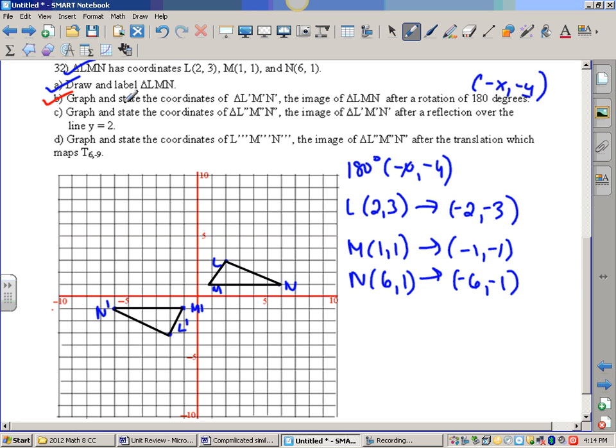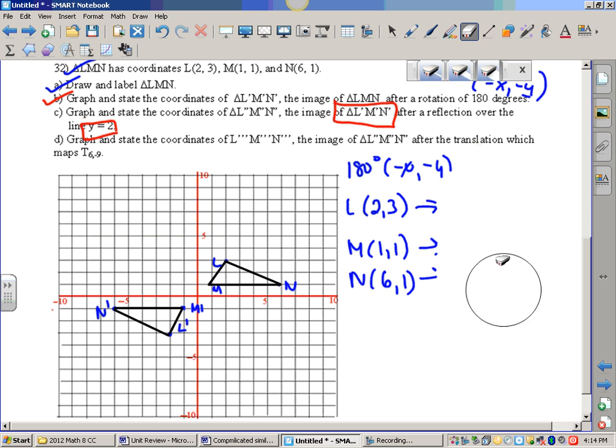Now, it says graph and state the coordinates of double prime, the image of. This is telling me which set of coordinates to follow. See these little dashes up here? These are your primes. After a reflection over the line y equals 2, meaning that these coordinates do not mean anything to me right now. All right, you can keep them.